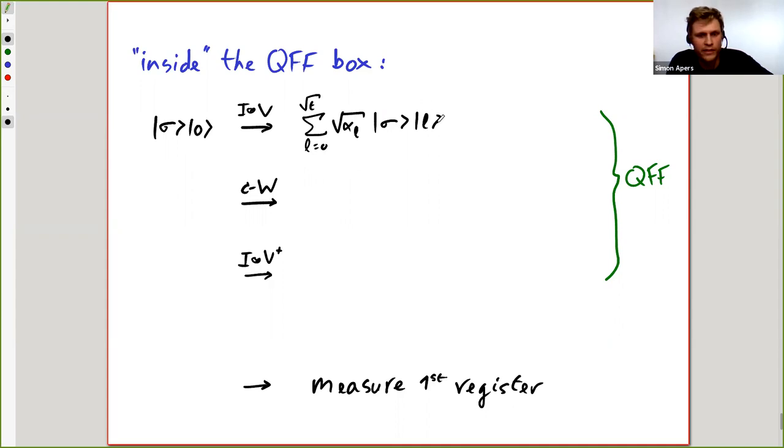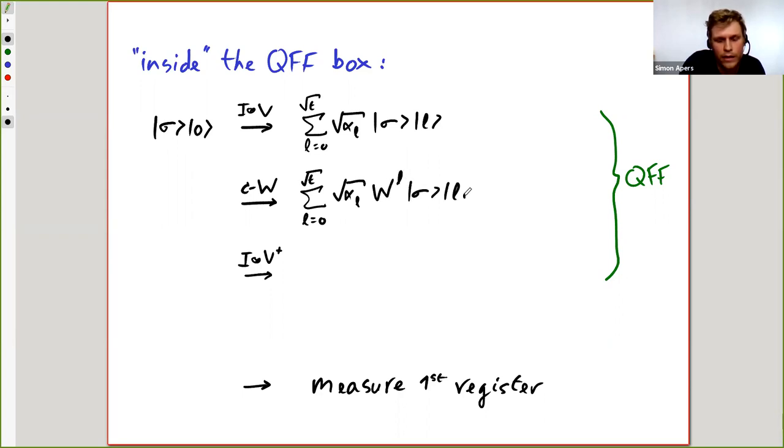Then conditioned on this last register, we apply the walk operator L times if the register has L in there. Right, so we get the same sum here, square root alpha L and then W^L sigma L, right? So far this is the unitary quantum walk operator, so we don't get any garbage in here, it's just like a controlled operator. And then finally, we map this state back, and then we will get some garbage, right?